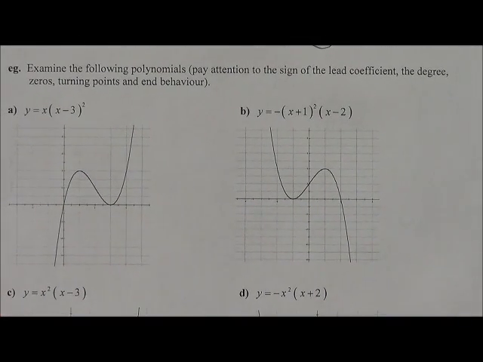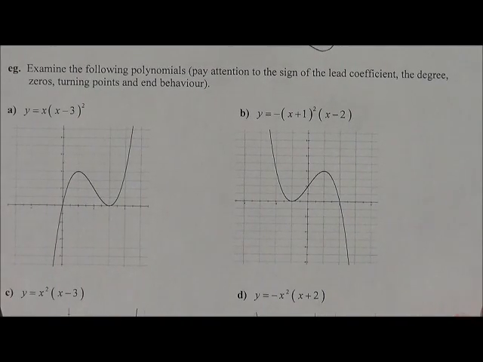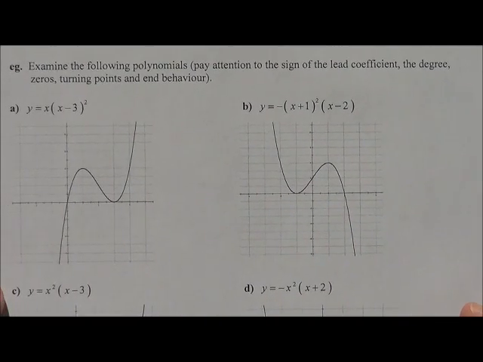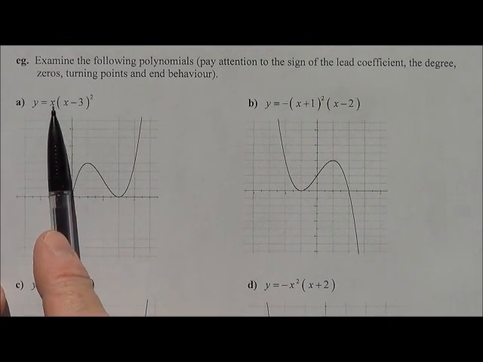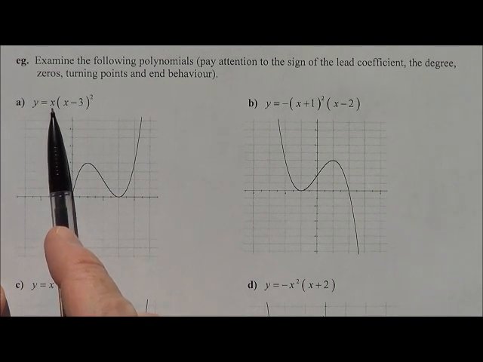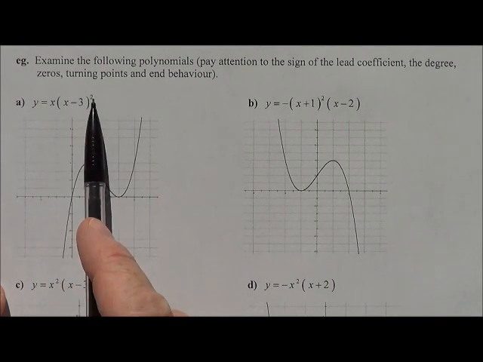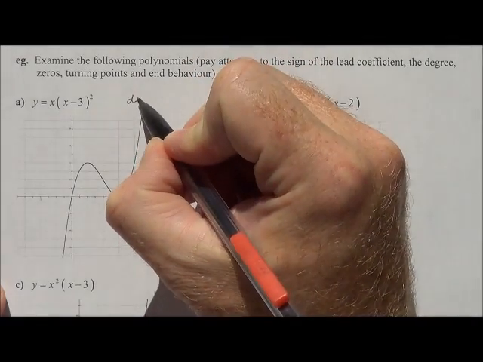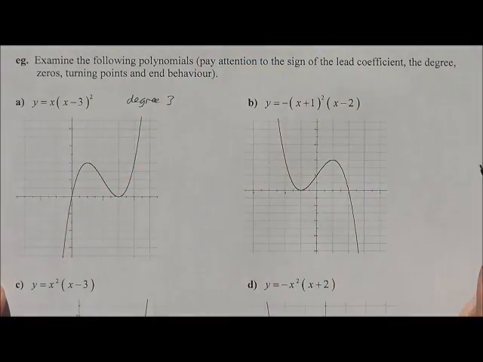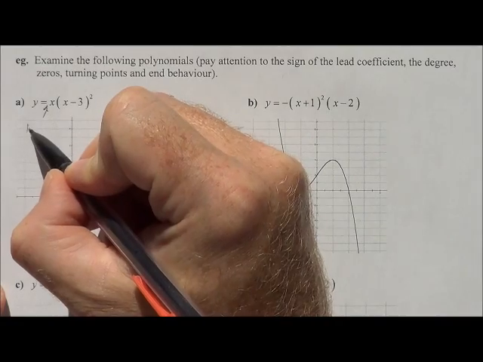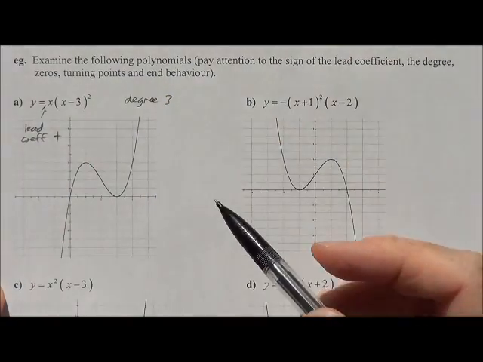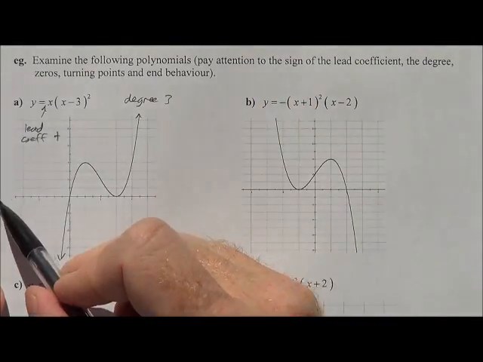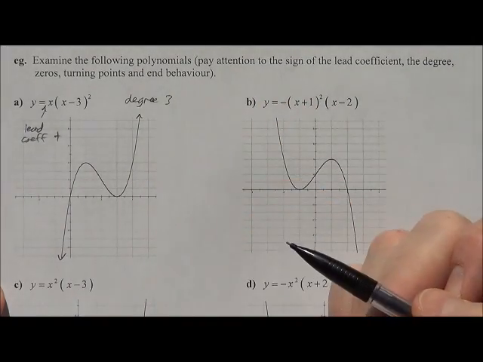Okay, same kind of idea. Now we're just going to be looking at different types of cubics and quartics. So again, we've got 1 power of x here, and then here's another 2, so that means that the degree is 3. Lead coefficient is positive, so the general trend of the graph from left to right is increasing.